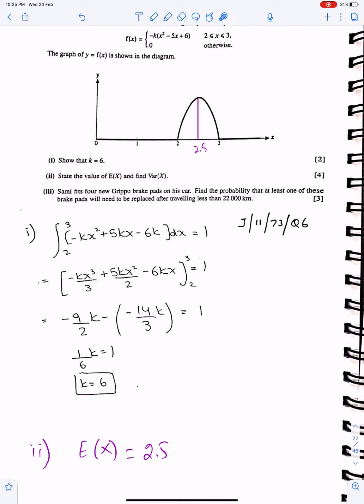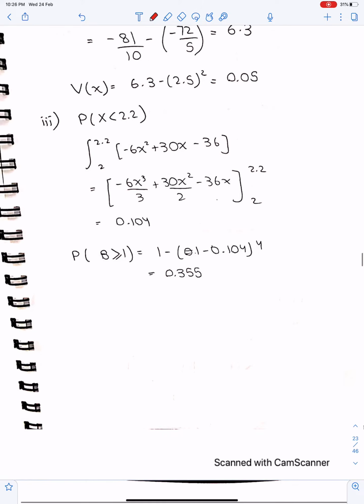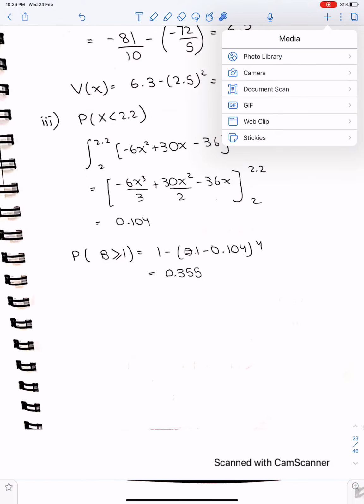Sami fits 4 new Grippo brake pads on his car. Find the probability that at least one of these brake pads will need to be replaced after traveling less than 2.2 kilometers. This is on the scale, so it is 2.2. It's here. First get this probability. Here is the probability, and at least one means binomial. You need to use binomial. This method is perfectly fine, but let me explain this in detail.